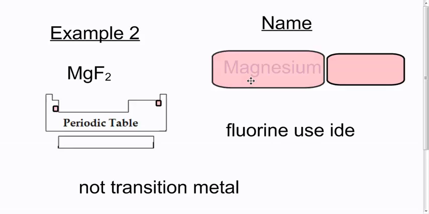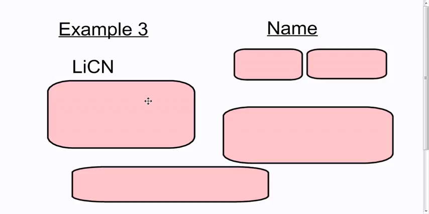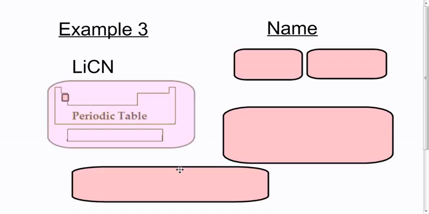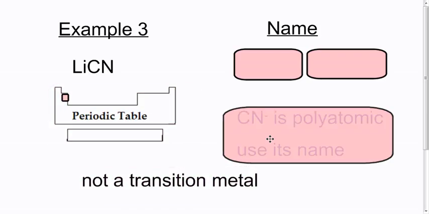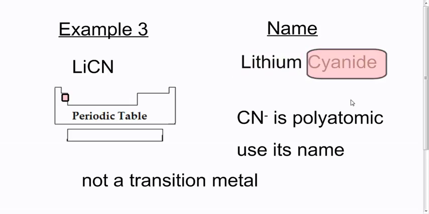So the name of this would be magnesium fluoride. Here's another one. Now this one's a little different because it has a polyatomic ion. Lithium is not a transition metal, and I need to recognize that CN is polyatomic. So I would use the name for it, and lithium cyanide would be its name.